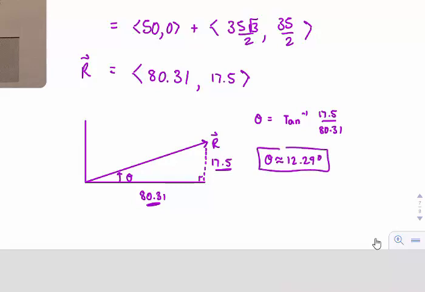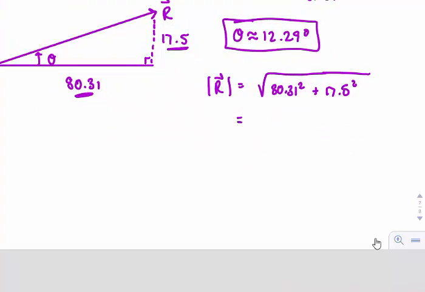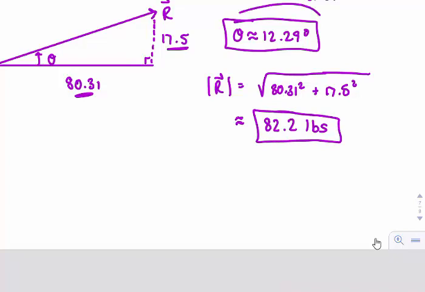So there's your direction, and the magnitude of the vector is going to be equal to the square root of a squared plus b squared. So 80.31 squared plus 17.5 squared. And again, think of this like a right triangle. Well, it is a right triangle, so you don't have to, but the hypotenuse is really what we're looking for, and that's the Pythagorean theorem, which is really where this formula comes from. So when you plug that in, you go second square root, and I'm going to plug in that 80.31 squared plus 17.5 squared, you get about 82.195, so I'm going to say about 82.2 pounds. And that's how much force is acting on that hook. So that is your magnitude, and then obviously up here is your direction.